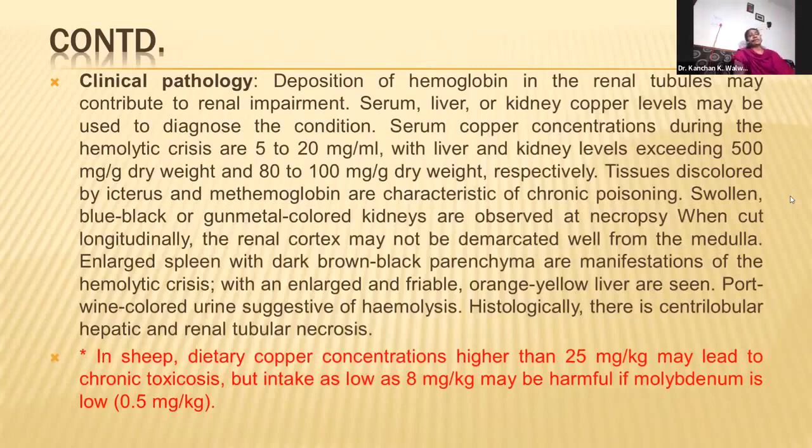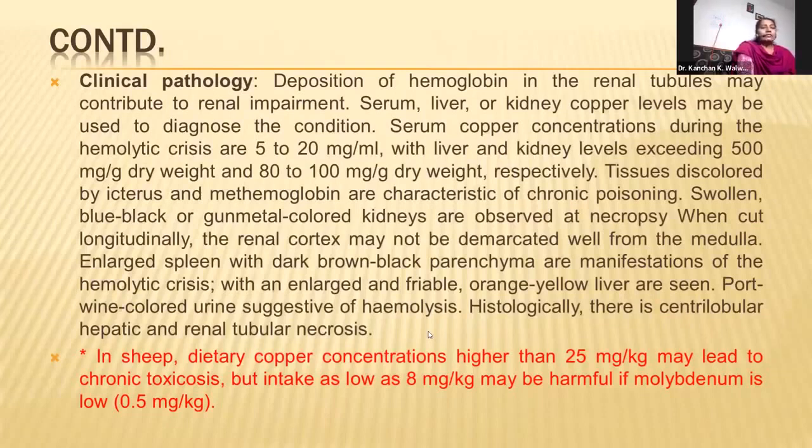Then liver enzymes will also be increased. Then serum copper concentration will go as high as 5 to 20 milligram per ml. And then in the liver and kidney, the copper concentration exceeds 500 milligram per gram dry weight of the tissue, or 80 to 100 milligram per gram dry weight of the kidney tissue. Then you can give a confirmative diagnosis. Then tissue discoloration is also there. More amount of methemoglobin is seen rather than icterus here, and this is because of chronic copper poisoning.